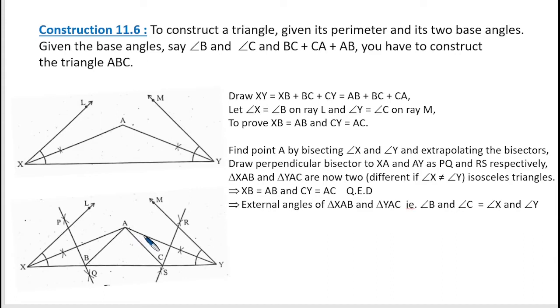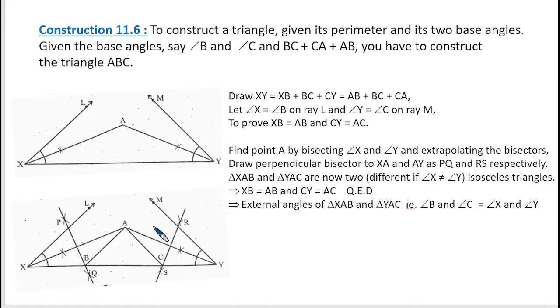Similarly here, if you draw the perpendicular bisector, it will intersect here, and you call it point C. So connect AC here, and since this is a perpendicular bisector, AY is bisected. So this again becomes an isosceles triangle, and so AC is equal to CY. Okay. So that's what I have written here: find point A by bisecting angle X and angle Y and extending the bisectors to get A.